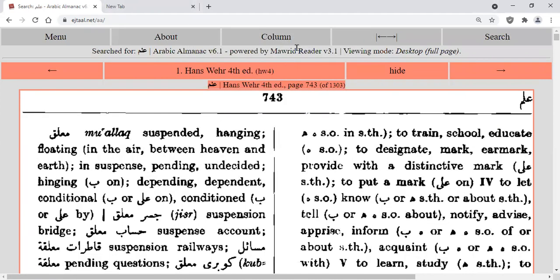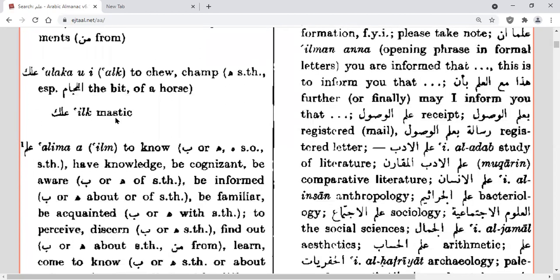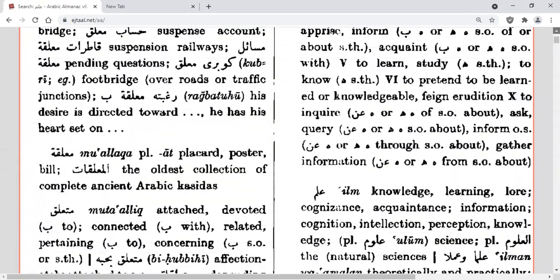Okay, so when we have ayn, lam, mim, let's try to look for it. So we have over here ayn, lam, mim, alima, ya'lamu. This is type C, base meaning to know. So you can formulate a man who knows or a learned man, but let's try to find directly alim. The word alim, let's try to find that.